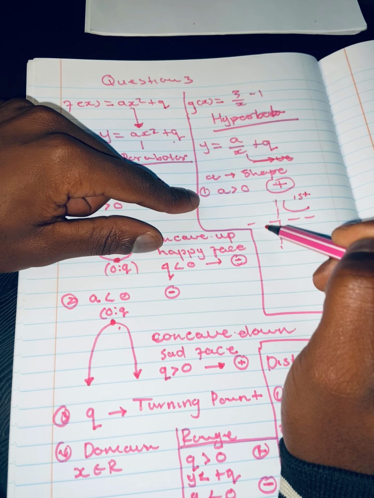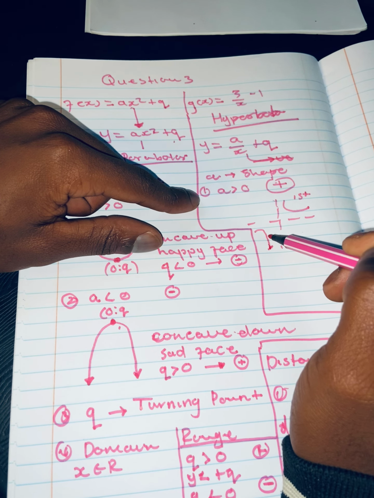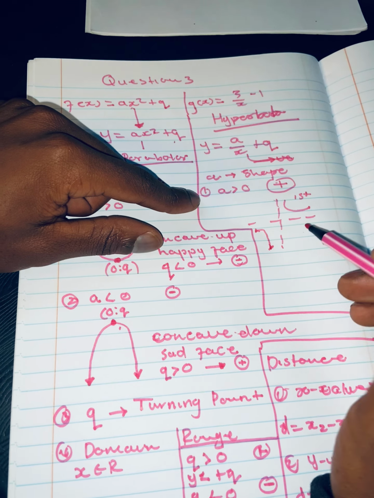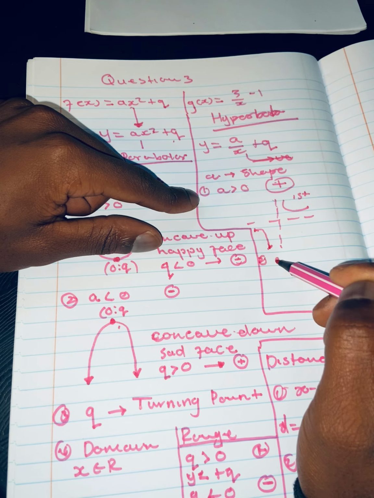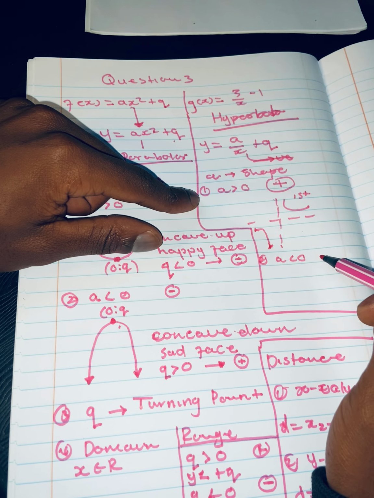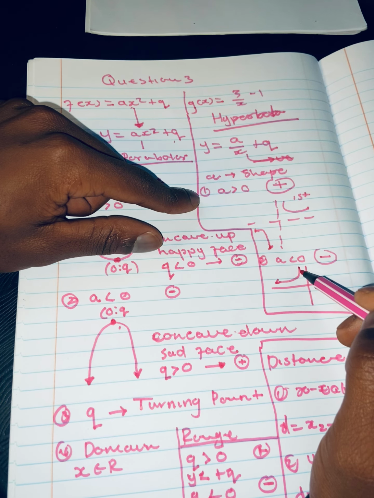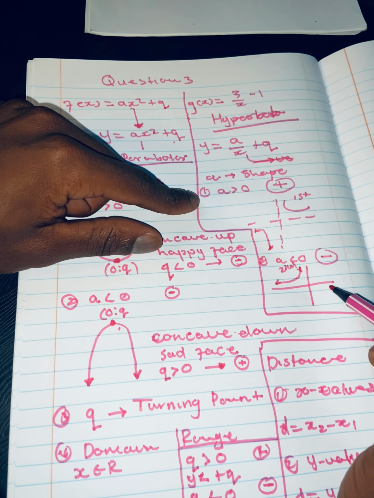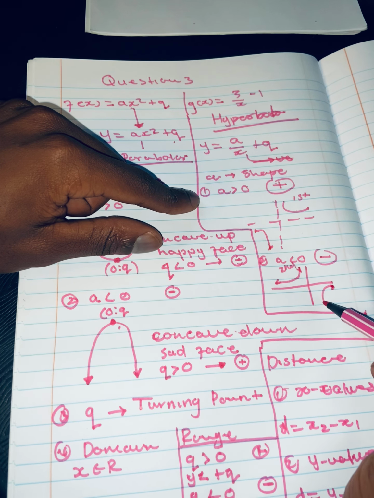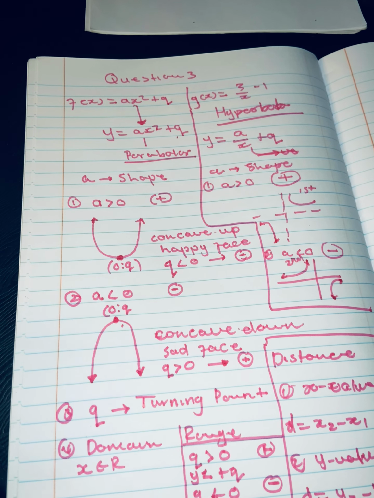on the first and also on the third quadrant. You're going to have a curve on the third quadrant. But number two, when you have a that is less than 0, meaning it is negative, as you have a negative a, you're going to have the curve on the second quadrant. This is the second quadrant, and also on the fourth quadrant.